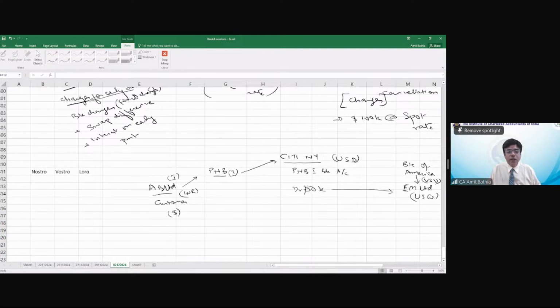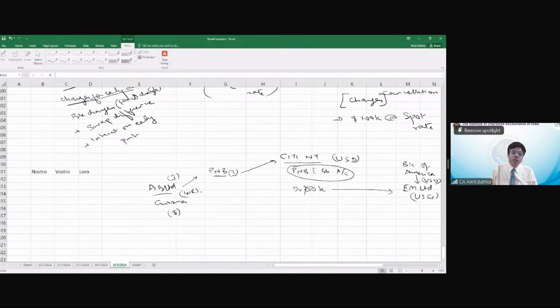I repeat once again, AB Limited is a customer in India, has opened a bank account with PNB, Punjab National Bank India. Punjab National Bank India has opened its own account, in dollar currency, with Citibank of New York. Now, AB Limited has to pay $50,000 to EM Limited. So it is instructing PNB, you pay $50,000 on my behalf to Bank of America, EM Limited.